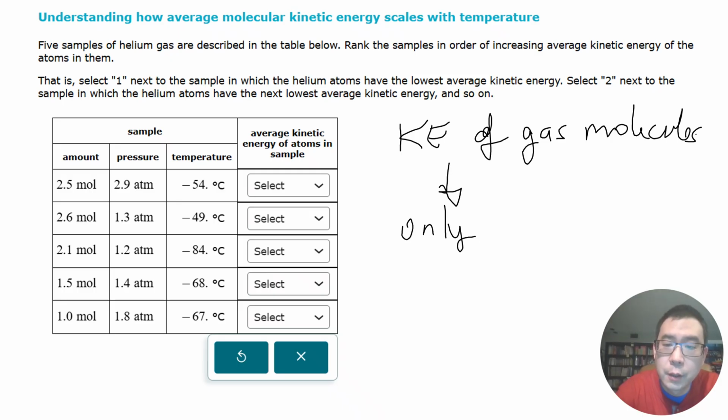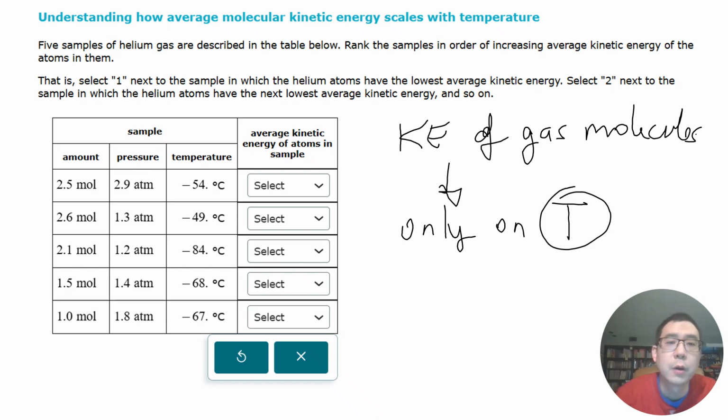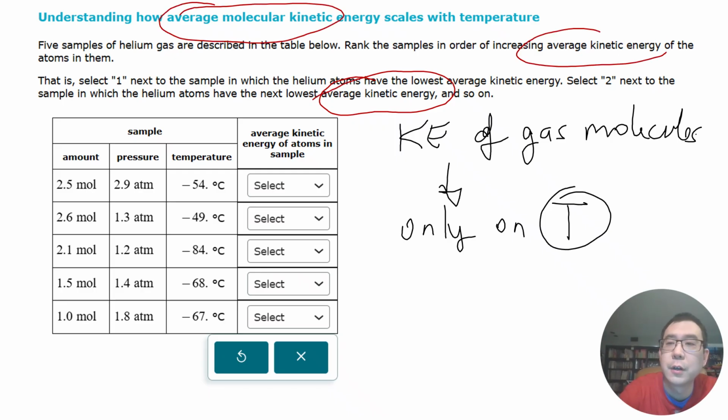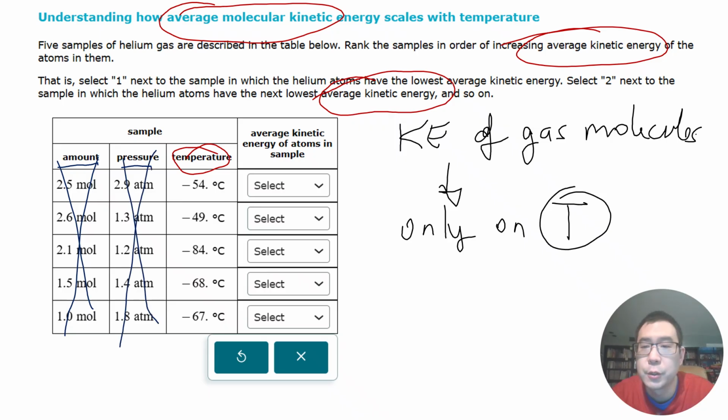Only on temperature. So there's a whole bunch of information here that you can ignore, right? When you see average kinetic energy, average molecular kinetic energy, you're going to think temperature. And therefore, do we care about the amount, the moles? No. Do we care about the pressure? No. We only care about the temperature.